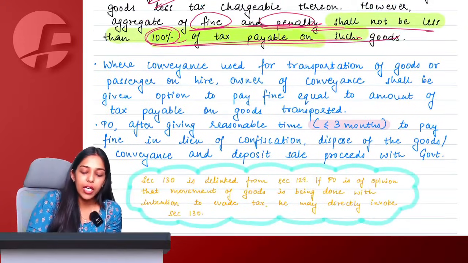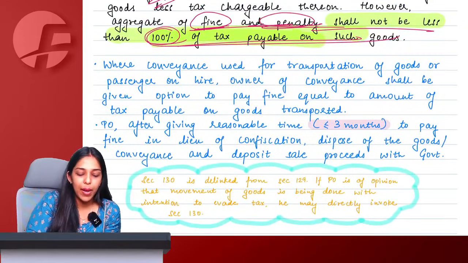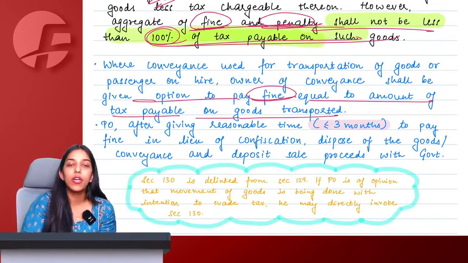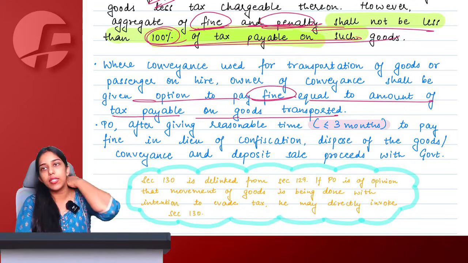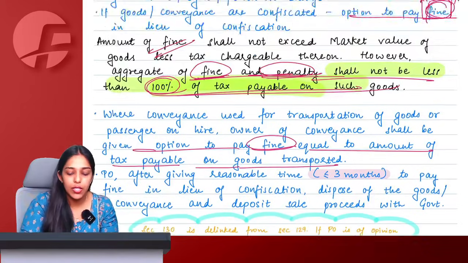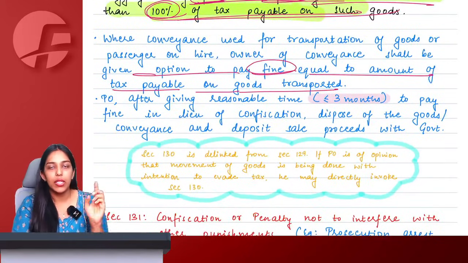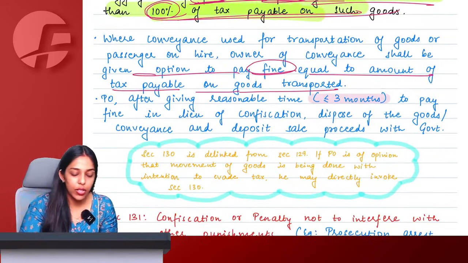When the conveyance is used for transportation of goods or passengers on hire, the owner of the conveyance shall be given the option to pay a fine equal to the amount of tax payable on goods transported. If the fine amount is coming more, let's say the market value is more, it's okay. What was the tax on goods that you pay? This option will be given to the conveyance owner.